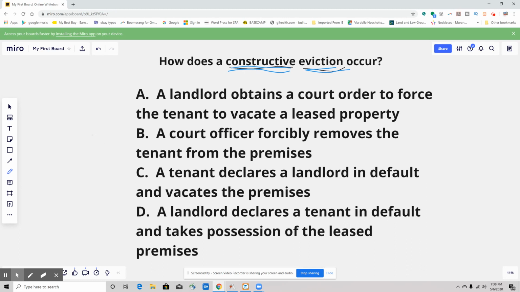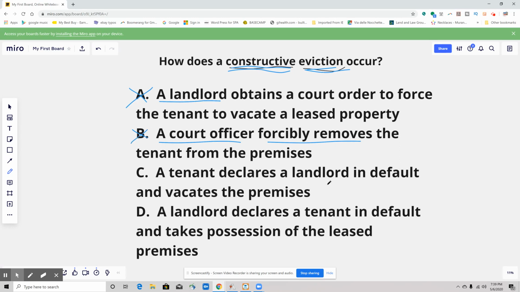So let's review the answers. A, a landlord obtains a court order to force the tenant to vacate the property. We already said this is not going to be a landlord doing any kind of removal. They're wording it in such a way that it is not going to be our answer. B, a court officer forcibly removes the tenant automatically. This is another one where the tenant is being removed from the property and they are not the ones removing themselves. So a court officer forcibly removes: no, not an answer.